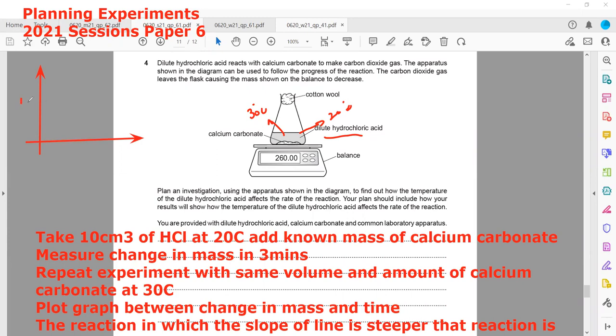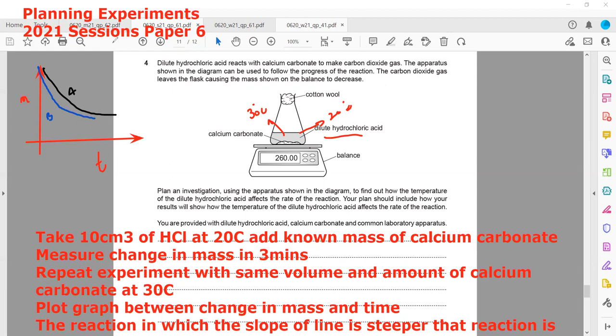So to draw the conclusion, we'll sketch a graph between mass and time, and the one which shows a steeper slope. For example, two graphs are there, this is one and this is the second. The one which is steeper, as you can see, B is steeper. B has an initial slope greater than A. So it means B is faster. You don't have to mention that higher temperature is faster.